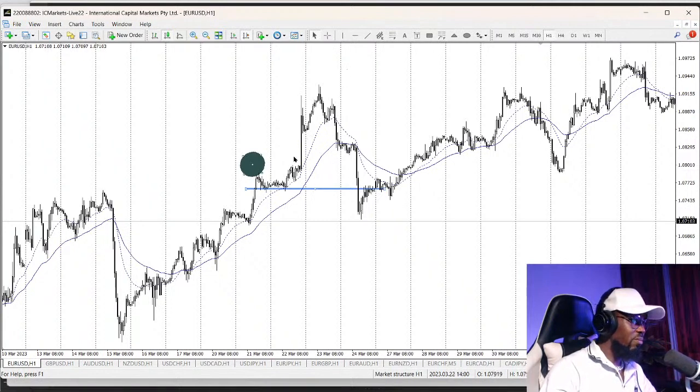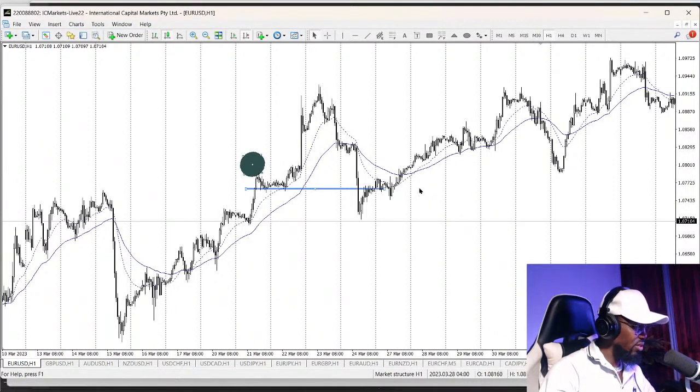Now, from this point here, you can see this is a pullback, this is a pullback, this is a pullback. At this point, this level has been taken out. This level is now taken out. So once this level is taken out, you exit. What I mean by exit is you wait, and then you look at the market.